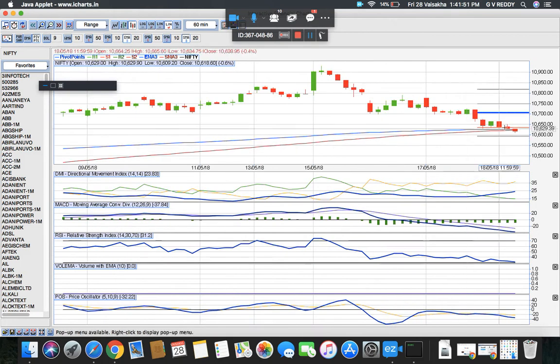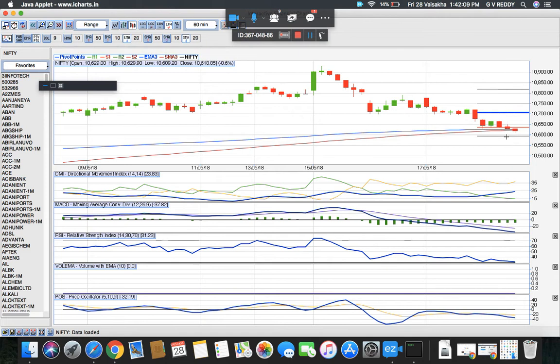Okay, and I put an hourly chart here. That means every candle you see here completes in 1 hour. Right now it's about 12:45, so at 1 o'clock this candle will close.